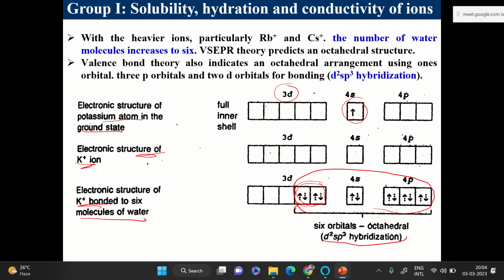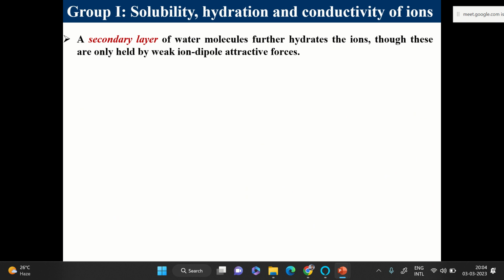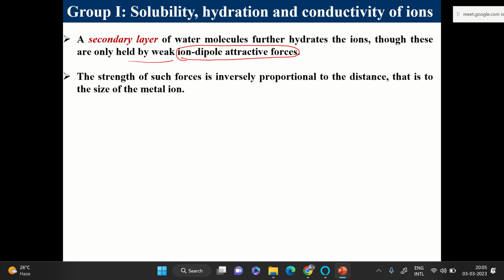This is the primary shell, and the secondary layer develops in which it is purely ion dipole interactions, held together by just simple consideration of charges on the metal ion and the dipole. So these are much weaker interactions as compared to the primary shell. So primary layer, secondary layer. So two kinds of layer.